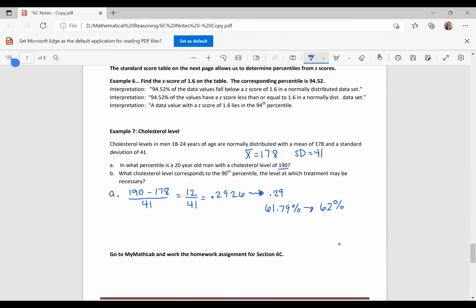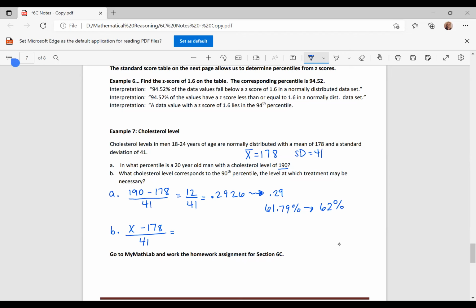Look at B. What cholesterol level corresponds to the 90th percentile, the level at which treatment may be necessary? So this time they're telling us that we have the 90th percentile. We don't know what the value is. We're looking for what value would correspond with that, so I'm putting an X there for a variable. We do know we have a mean of 178 and standard deviation of 41.